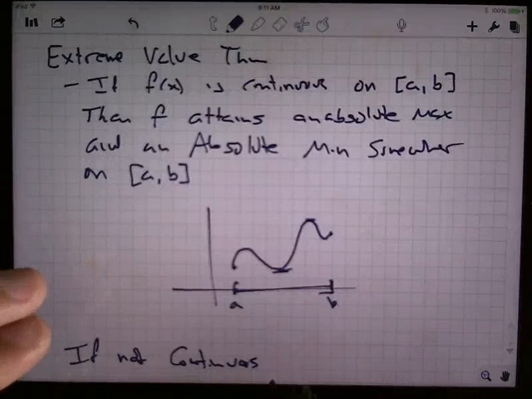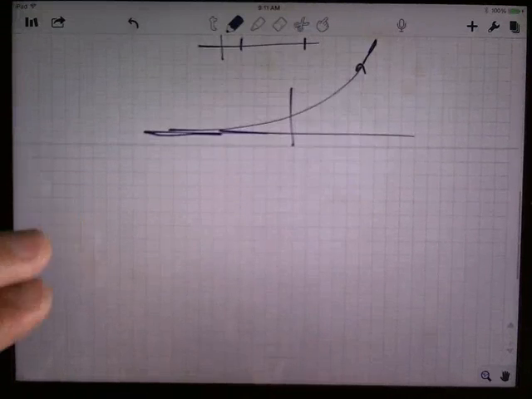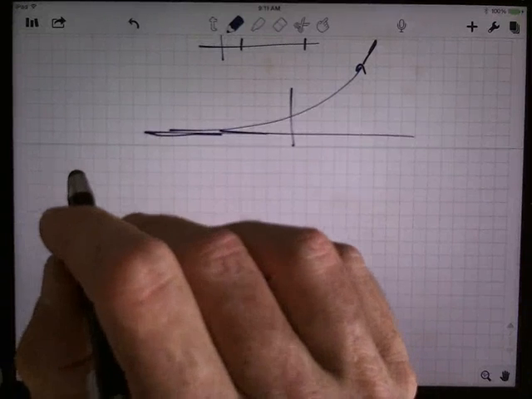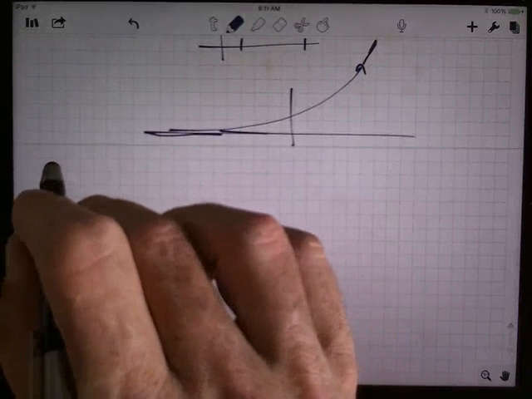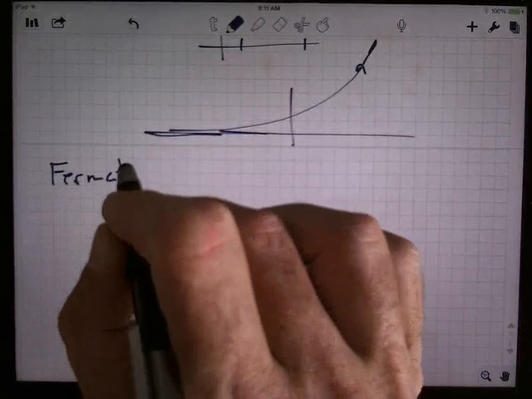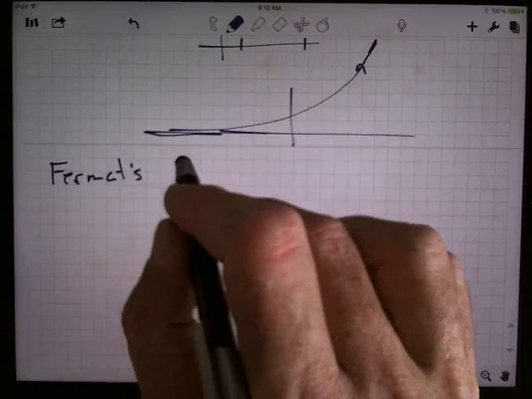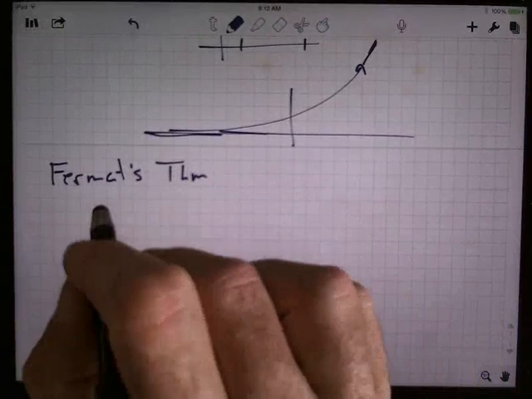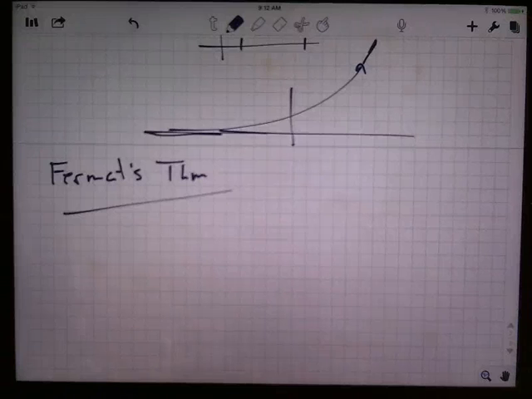Okay. Now the question is, where are those? Where are those maxes and mins? And so we have another theorem which is called Fermat's theorem. This is the same Fermat as Fermat's last theorem, but Fermat's last theorem, of course, he never proved. He claims he had a proof, but it's now Wiles's theorem.